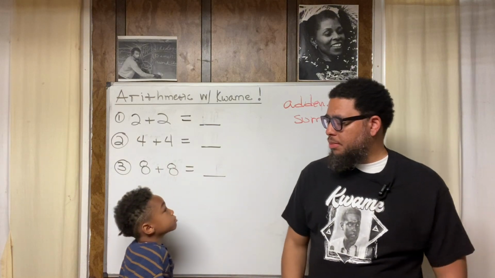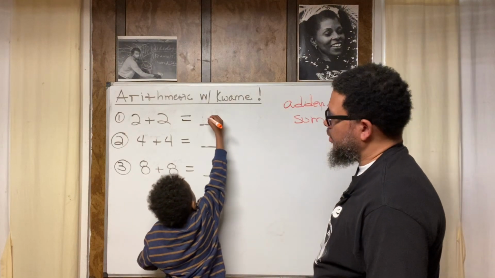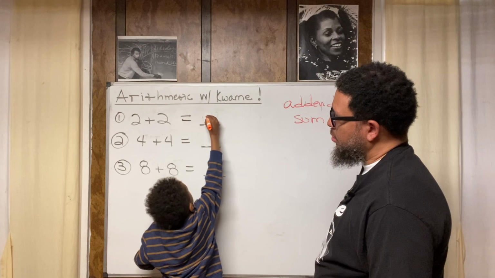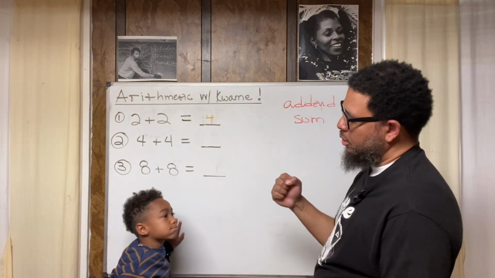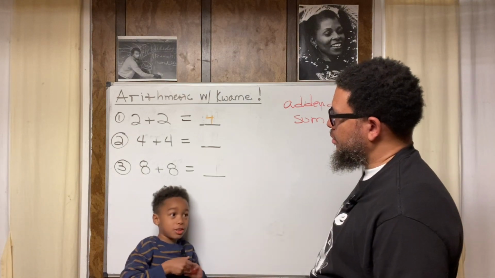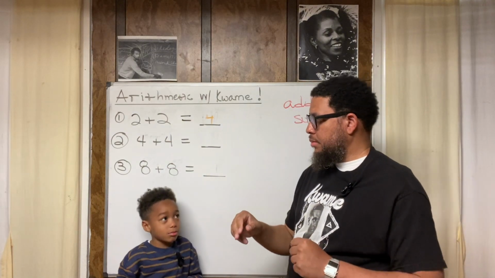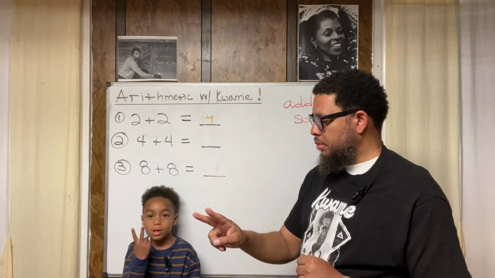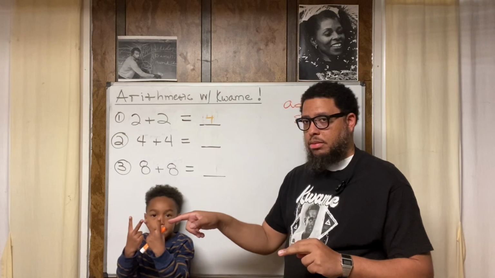Equals. What does it equal? Four. Good work, my man. I'm using the orange marker though. So he says 2 plus 2 is 4. Yep. All right. 4 plus 4 is 8. Wait, before you get to that, don't jump the gun. Put up 2 fingers. Put up 2 other fingers. All together, that's 4 fingers.